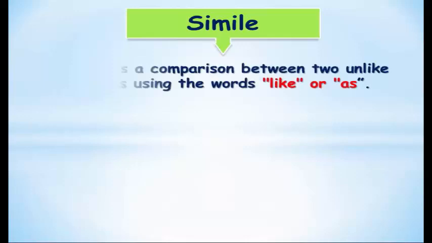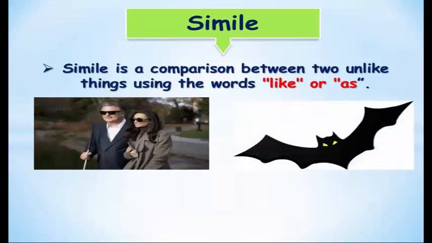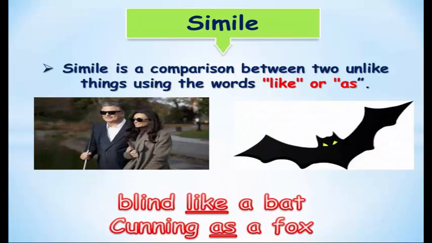Number 2, we have simile. What is simile? Simile is a comparison between two unlike things, and we have to use like or as in it. For example, blind like a bat, cunning as a fox. We have to use as or like.